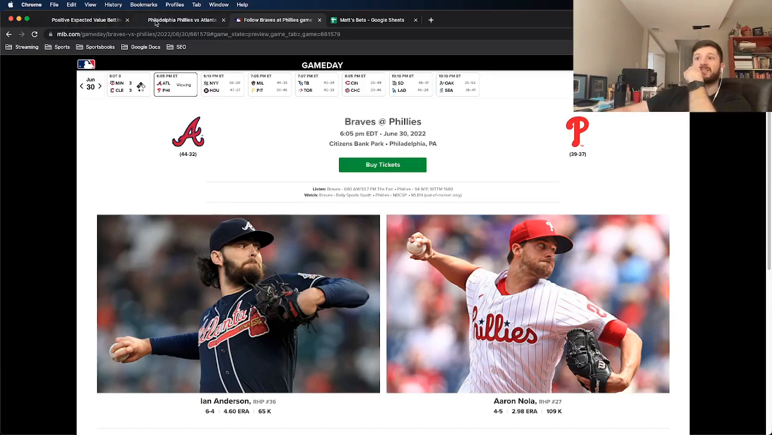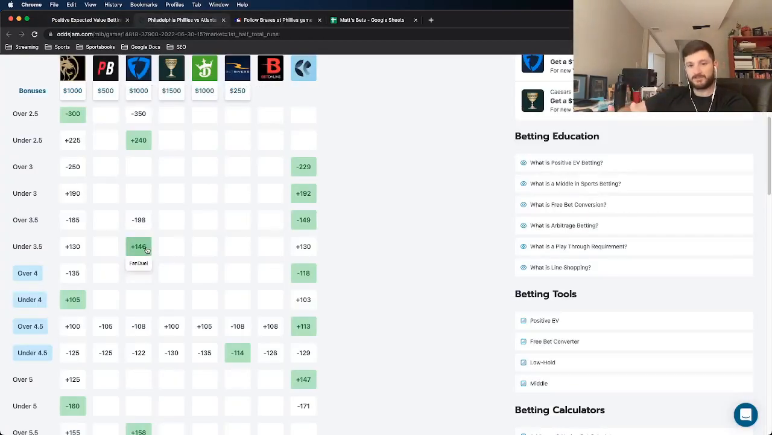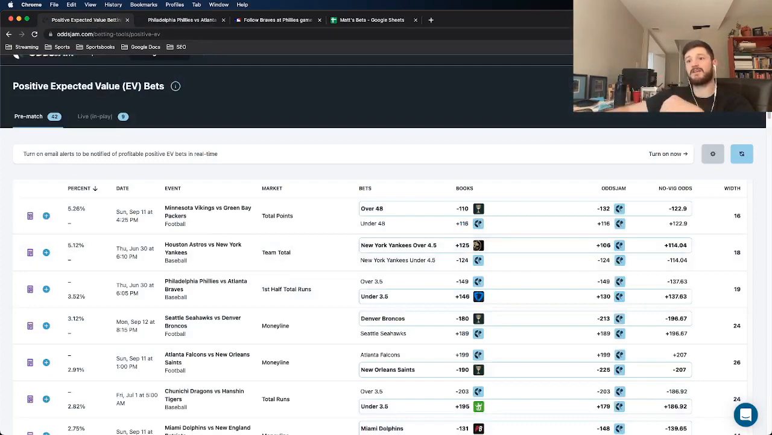So this first half under 3.5, I think, is a pretty good bet for the little bit of handicapping that I do, just as I'm placing these positive expected value bets. So this one fits everything. It checks off all the boxes.